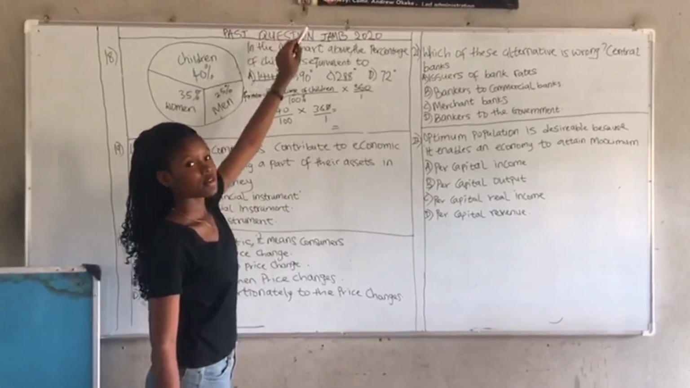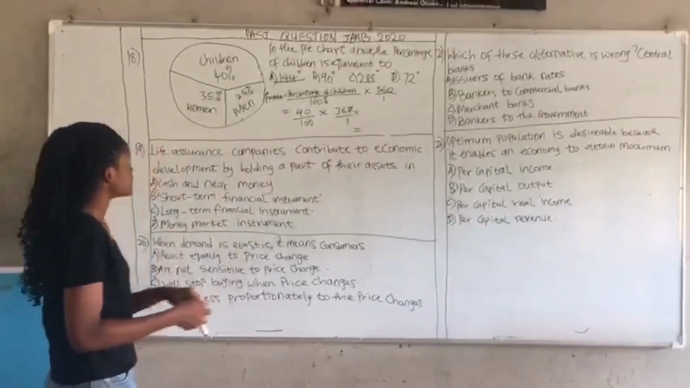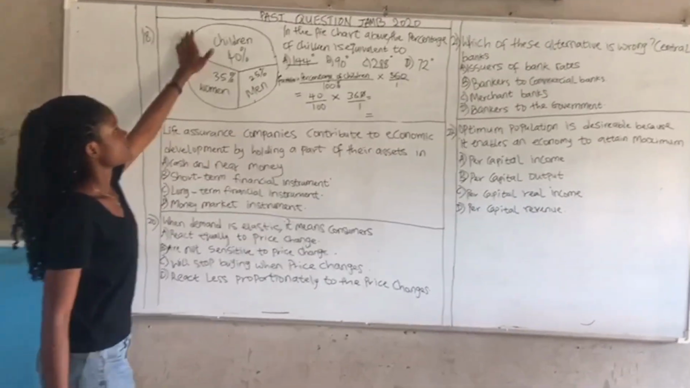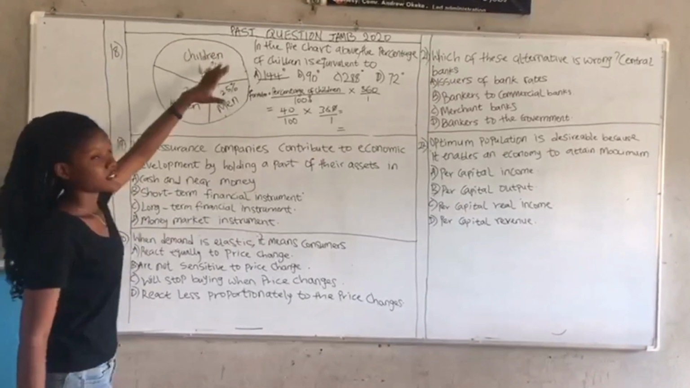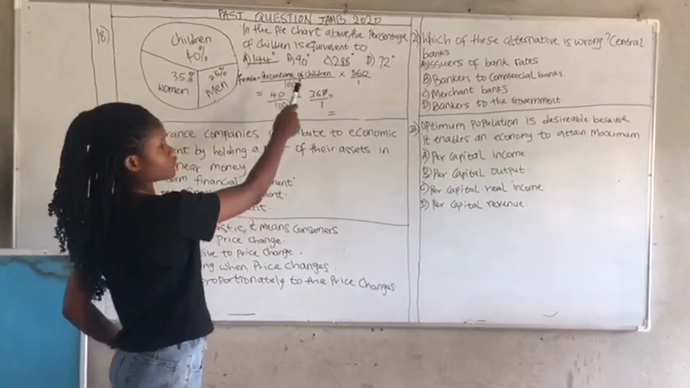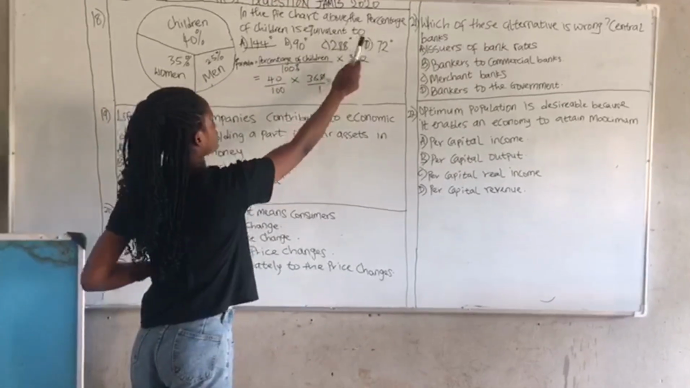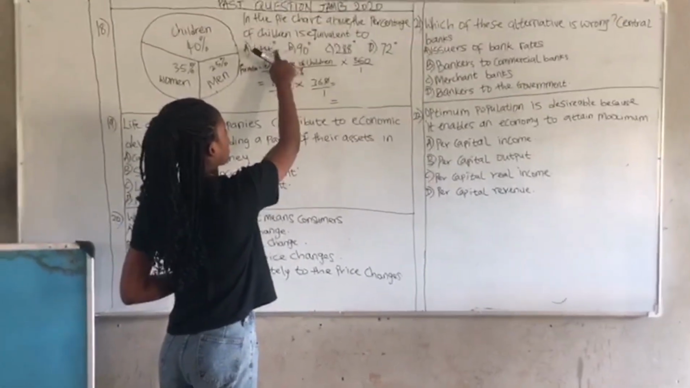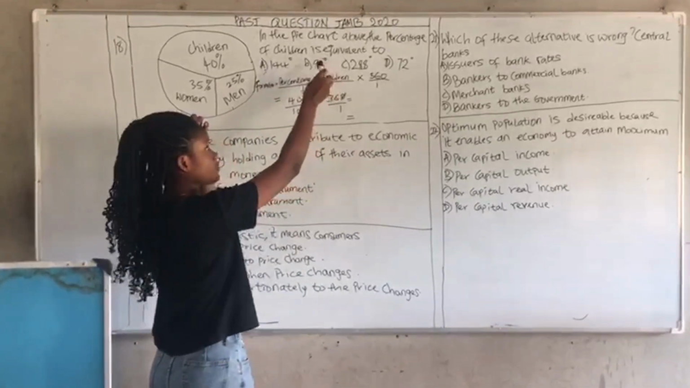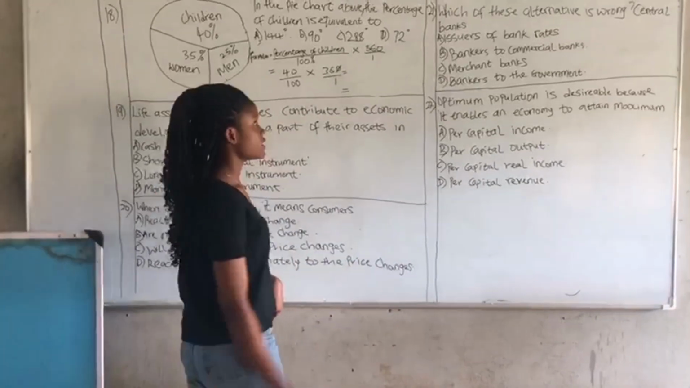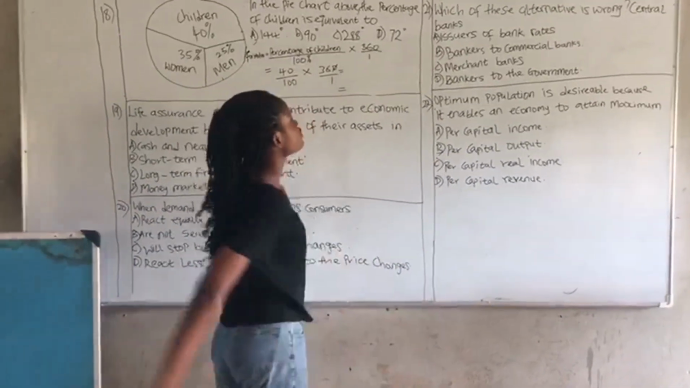past question on JAMB 2022. So we are looking at number 18. And number 18, as you can see, is a pie chart. So the question says, in the pie chart above, the percentage of children is equivalent to A, 144 degrees, B, 90 degrees, C, 288 degrees, D, 72 degrees.